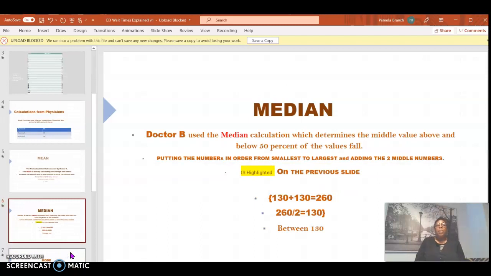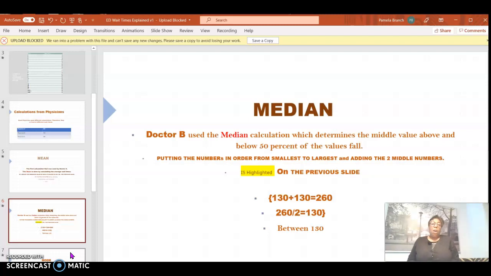Dr. B used what we call the median calculation. This calculation determines the midpoint of the values of the data. We would divide the data with 50% above and 50% below, and the two numbers that fall in the middle, we would use to make this calculation.